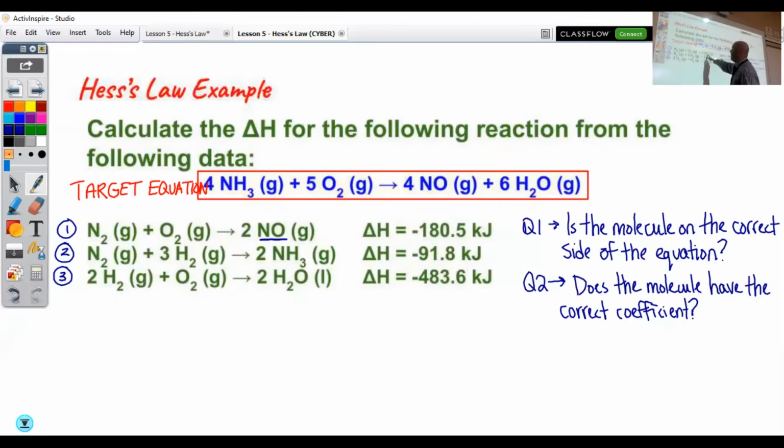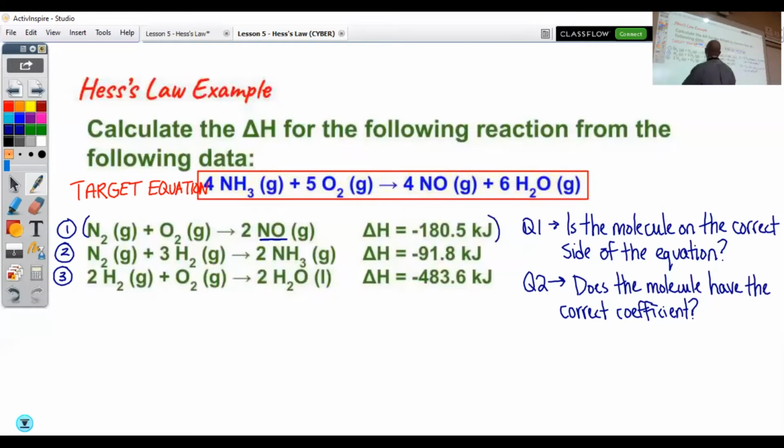So going back to the NO, the first question is, is the molecule on the correct side of the equation? In this equation, NO appears on the right side. In our target equation, it also appears on the right side. That's a good thing. The second question is, does the molecule have the correct coefficient? In our equation, it has a coefficient of 2, but in the target equation, it has a coefficient of 4. So in this equation, we're going to have to multiply everything by 2, including our value for delta H.